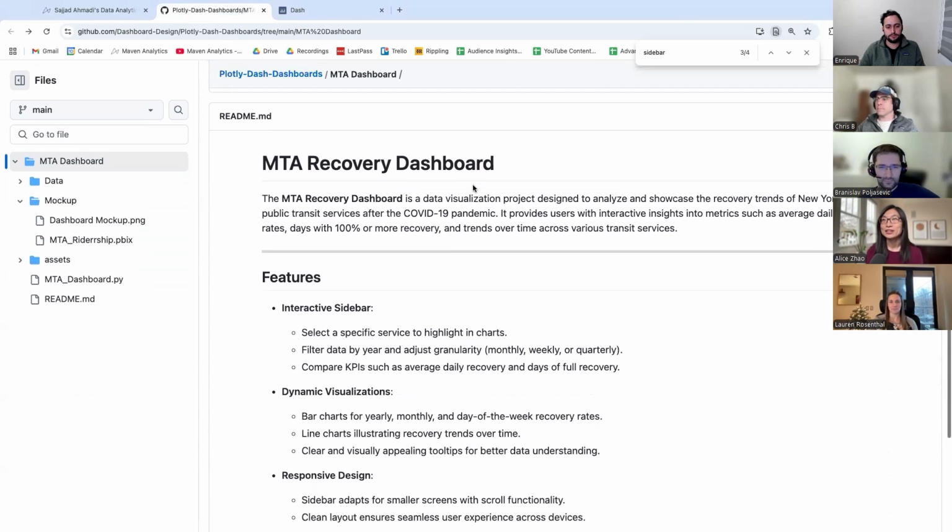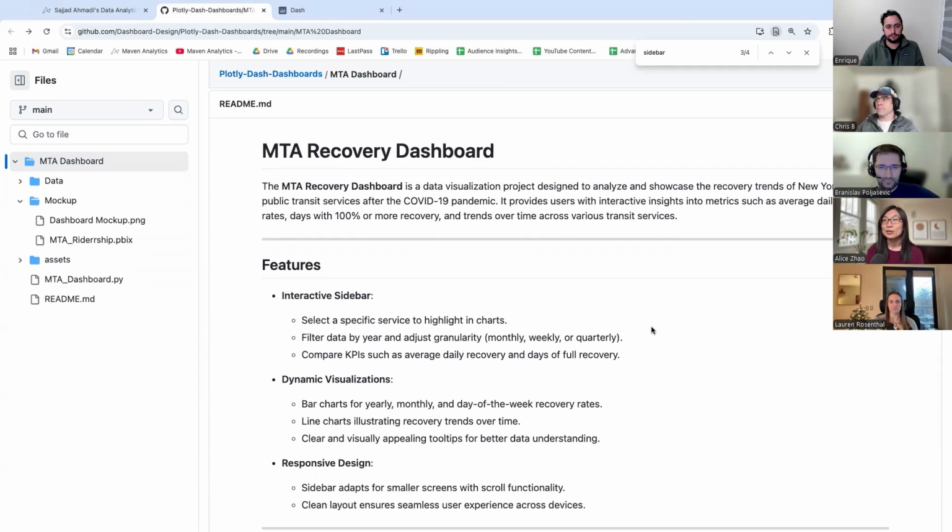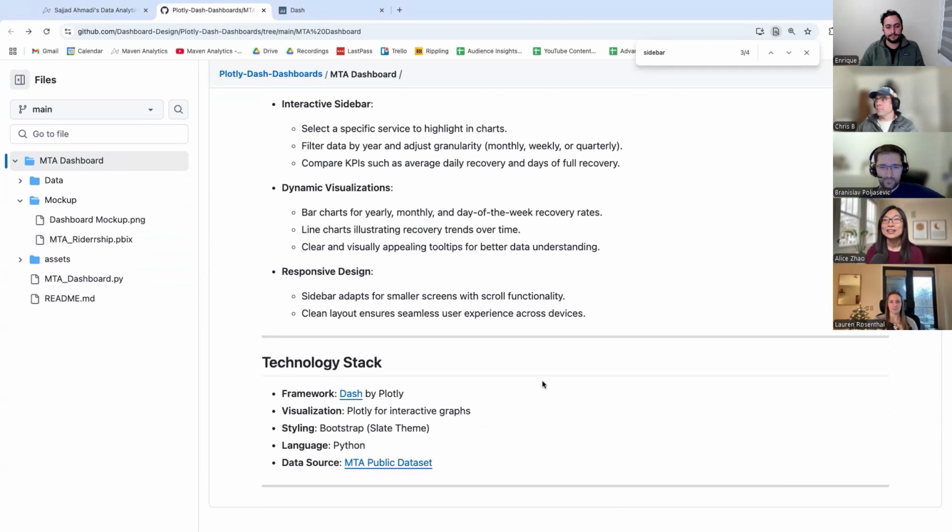You can see down here in his README, he's talking about all the features of the app that he created. You can see this interactive sidebar, the Plotly visualizations, and the responsive design. And then he very clearly states his technology stack as well. So Dash was used to basically create this app. Plotly is used to create the highlighting and the visualizations. Bootstrap is a way that you can stylize your web page. And then this is in Python, this is the data. So it's just really well organized for everything that's in here.